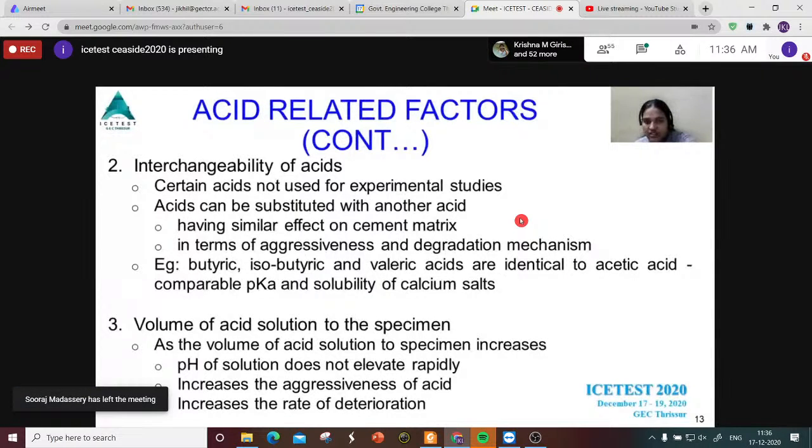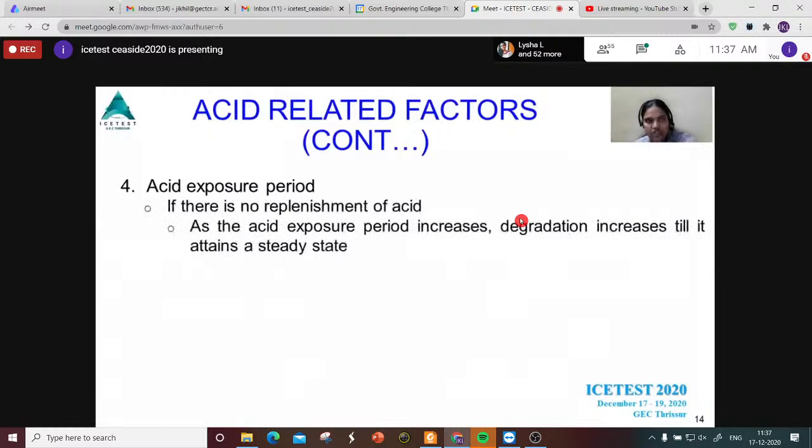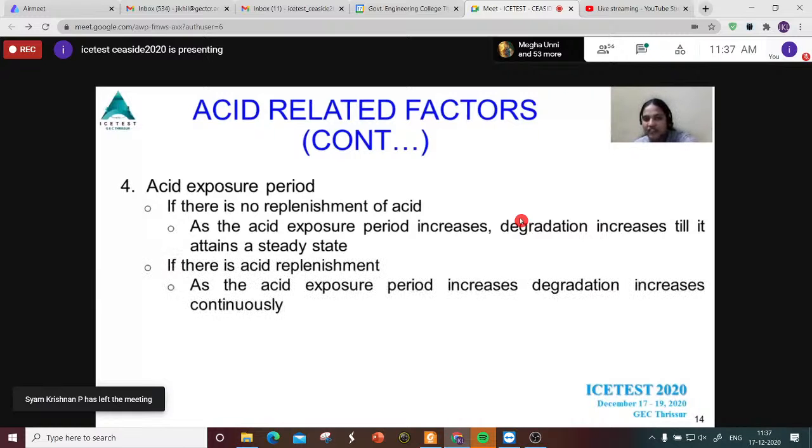As the volume of acid solution increases, it does not cause any change in the pH but increases the aggressiveness of the acid, thereby the rate of deterioration. Next is acid exposure period. If there is no replenishment of acid, degradation increases till it attains a steady state. That is, all free anions are used to produce salts or complexes. Till that, degradation increases. But if there is acid replenishment, the degradation increases continuously.